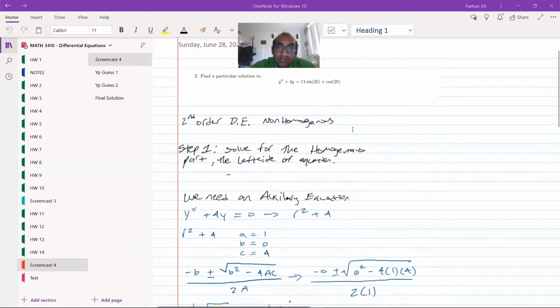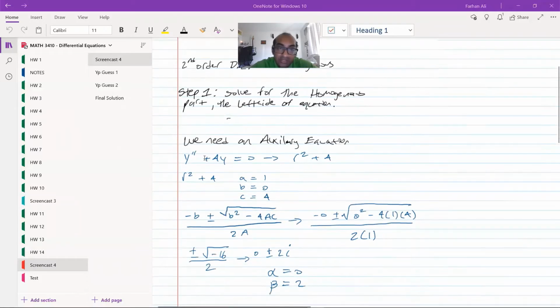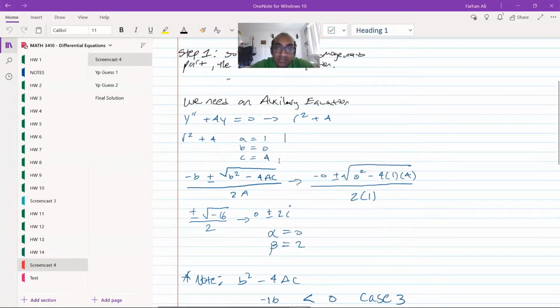So the first step is we want to solve for the left side of the equation. We'll treat it as if it's homogeneous for the moment. We need to create our auxiliary equation. We take our left side of the equation, transform it to our auxiliary equation, and then we need to solve for these r values. We know that a, b, and c are 1, 0, and 4.